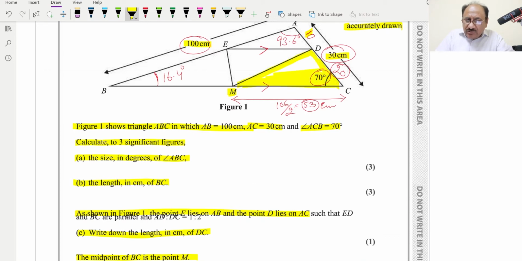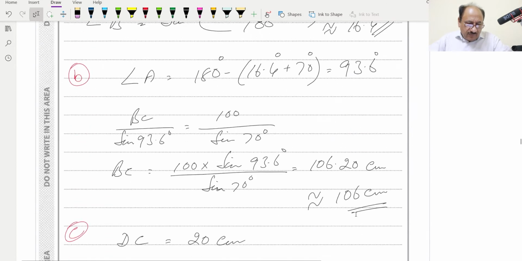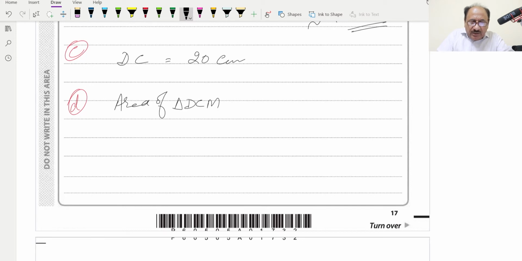Hopefully you are understanding each and everything. So this is the triangle which we are shading. So area of triangle DCM, this is part D. So for part D, we can write area of triangle DCM will be equal to half into AB sine C. So one side is 20, the other side is 53, which we have just indicated, and sine of 70 degrees. This will give us the area of the triangle.